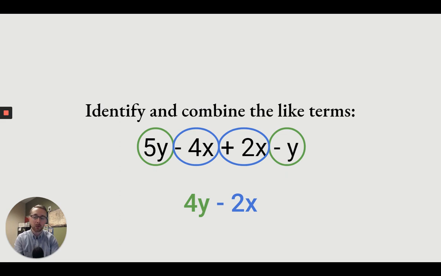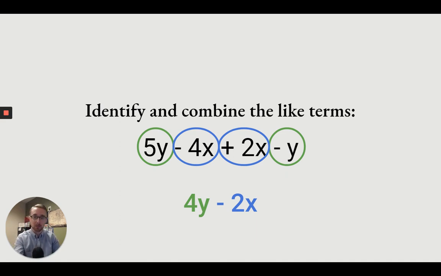Now, I want to point out, negative y doesn't appear to have a coefficient. There's no number in front of y. But there is an assumed 1. There's sort of this invisible 1 in front of y. Anytime you have a variable by itself without a coefficient, you can assume that there is a 1 there. So this is actually 5y minus 1y. Here, once I've simplified it, notice that I've gone from 4 terms down to 2 terms. And that's the process that we're actually doing.